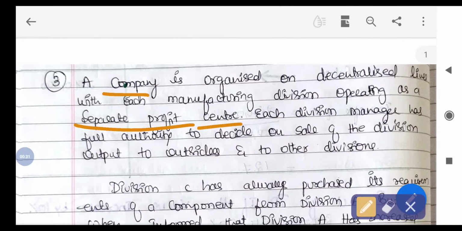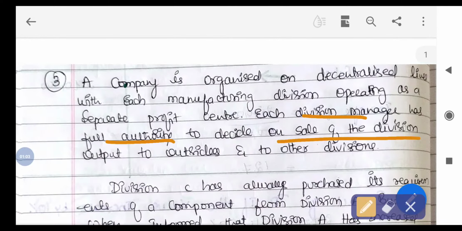So there's one company which is operated on a decentralized basis, where the top level management is not controlling each and every organization. Each and every department has its own set of controlling measures. So they are not operated by the top level management. So here, each and every division manager has full authority to decide on the sale of division output to outsiders and other divisions.